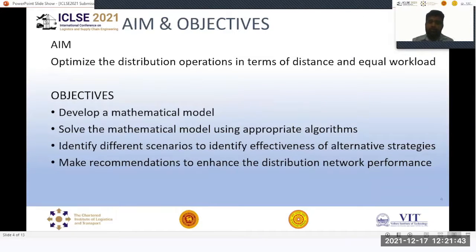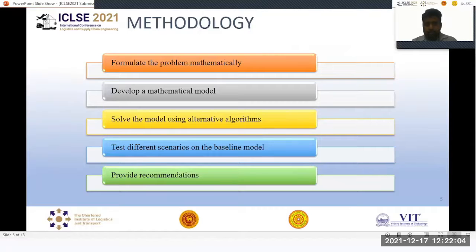Our aim is to optimize the distribution operation in terms of distance and equal workload. The objective is to develop the mathematical model, solve it using appropriate algorithms, identify different scenarios and the effectiveness of the alternative strategies, and make recommendations to enhance the distribution network performance. First, we formulate the problem mathematically, then we develop the mathematical model, then we solve it using alternative algorithms, then we test the different scenarios based on the baseline model, then we provide recommendations.